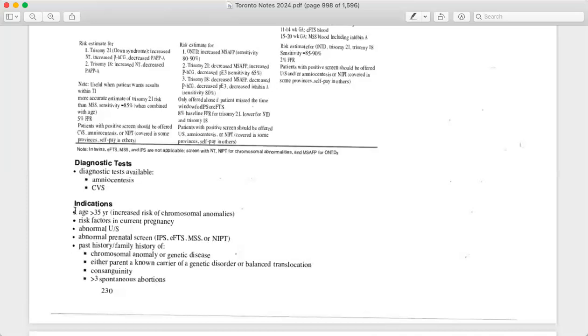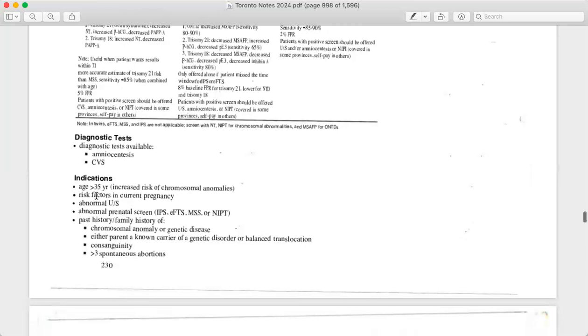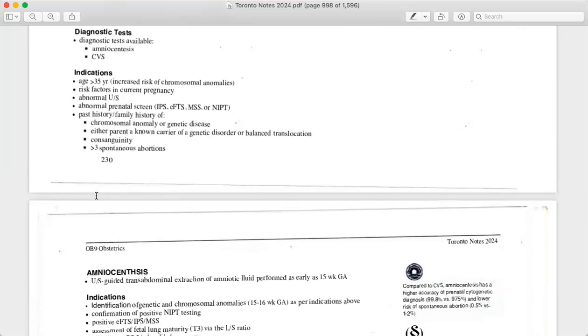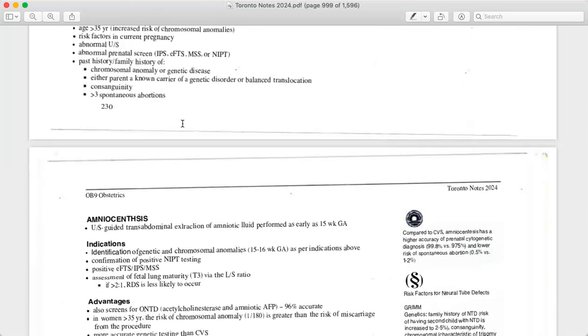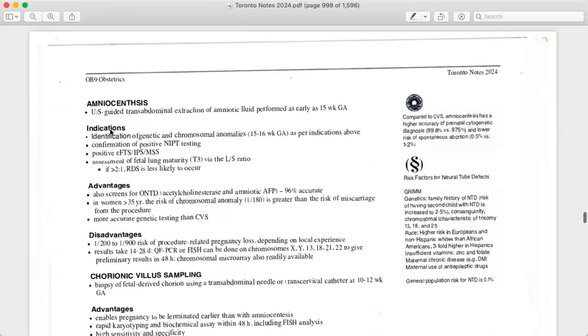Now, this is the diagnostic test. Which ones are those? Amniocentesis and CVS, as we already discussed. Indications: age more than 35, because if this person is already at a certain age where she can have chromosomal abnormalities, you need to do these diagnostic tests. Risk factors: abnormal ultrasound or prenatal screening like IPT, IPS, FTS, MMS, and NIPT. Past history of genetic diseases or consanguinity, more than 3 causes of spontaneous abortions.